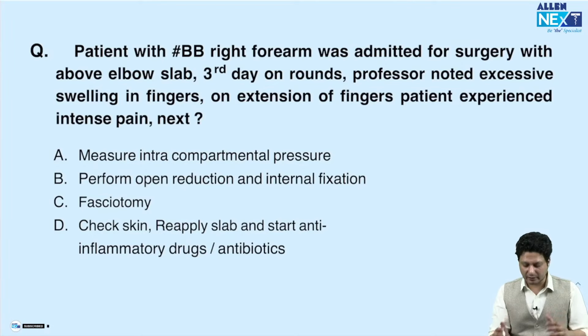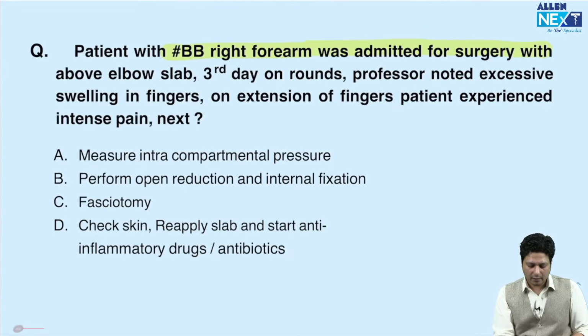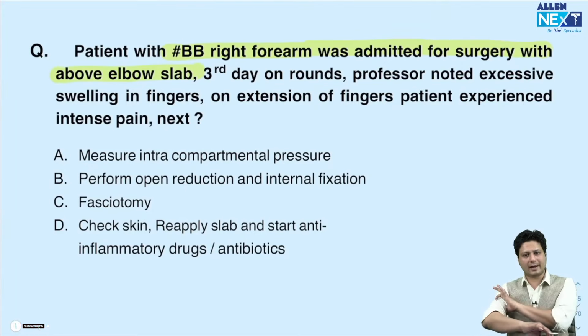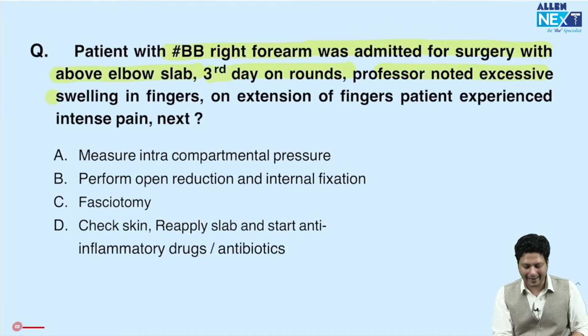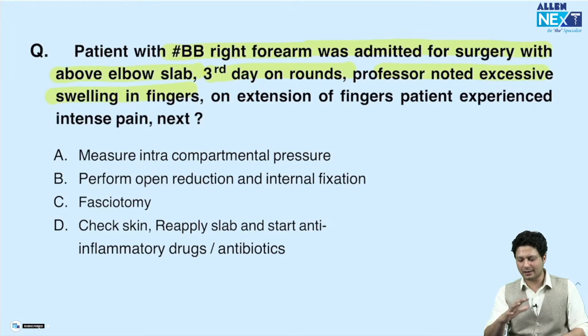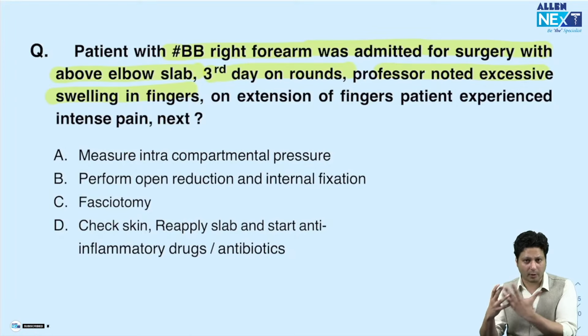The next question is, the patient with a fracture of both bones of the right forearm was admitted for surgery. All right, the patient was admitted for surgery with the above elbow slab. So you have stabilized by the placement of the above elbow slab, and there is a fracture of both bones at the mid 1/3. That means radius and ulna are fractured. Now on the third day on round, the professor noted excessive swelling in the fingers. Third day there is too much swelling, which is relatively discomforting for the examiner or for the professor.